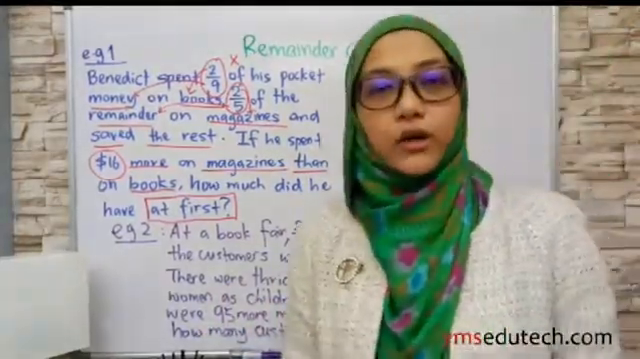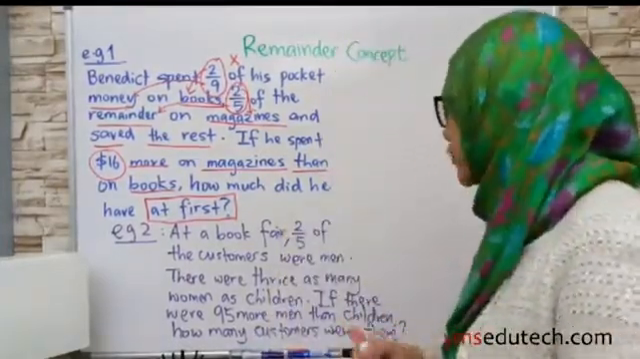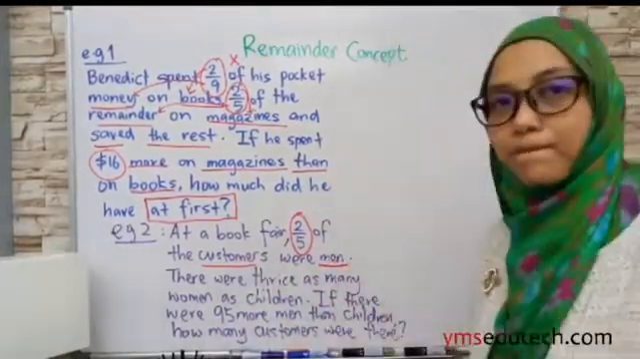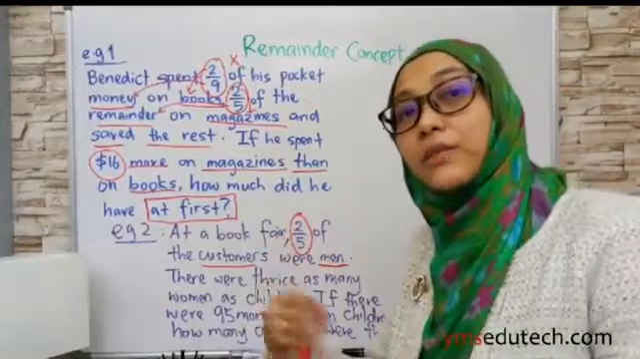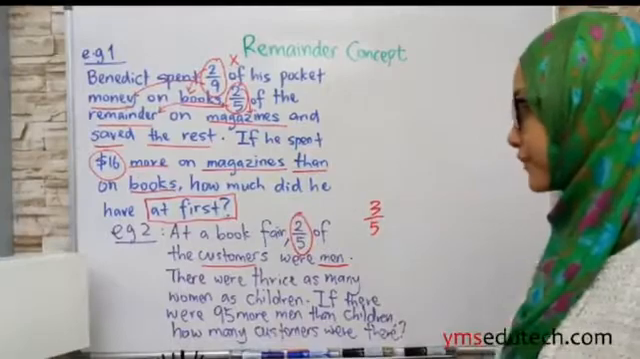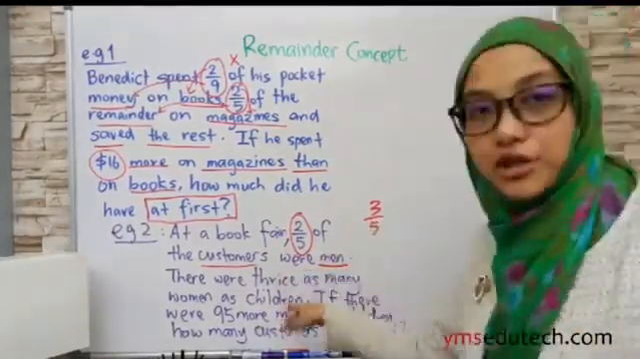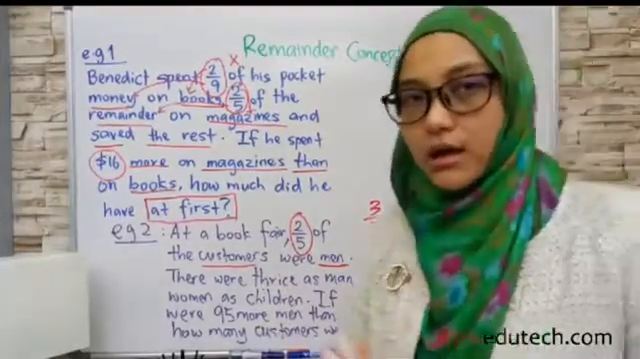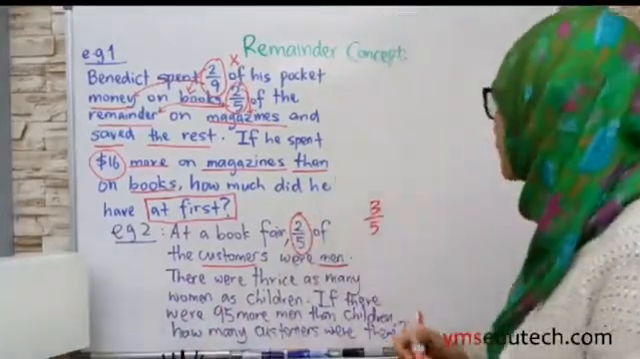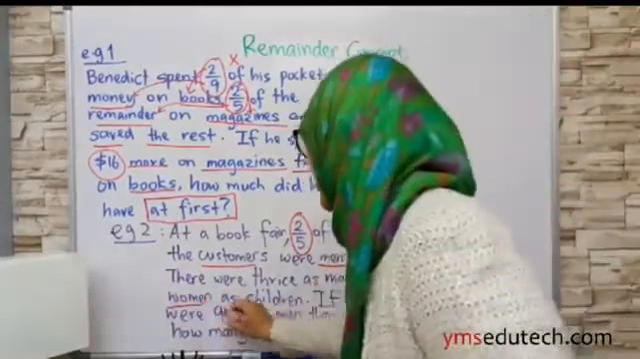Okay, so how do I know this is remainder concept type of question? Because the first part of the question says 2/5 of the customers were men. So there's another remaining fraction, right? The other remaining fraction will be 3/5. The 3/5 is the remainder, which is not mentioned in the question, but our child needs to know that this is remainder type of question. Okay, so this 3/5 is referring to women plus children.